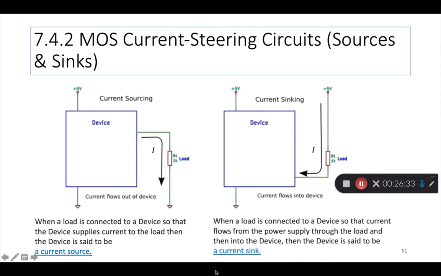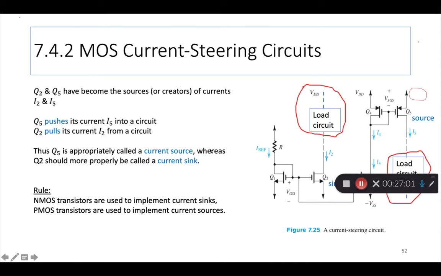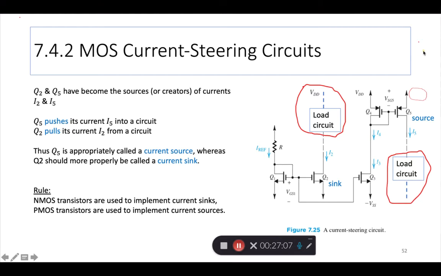In this connection, this device is operating as a current sink. So when a load is connected to a device so that the current flows from the power supply through the load and then into the device, the device is said to be a current sink. Okay, so understand the difference between source and sink, because this terminology starts to appear in our circuits, well, in our section 4.2.